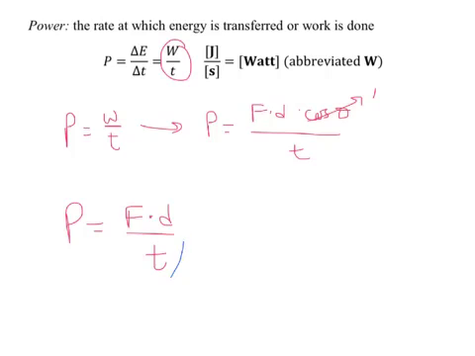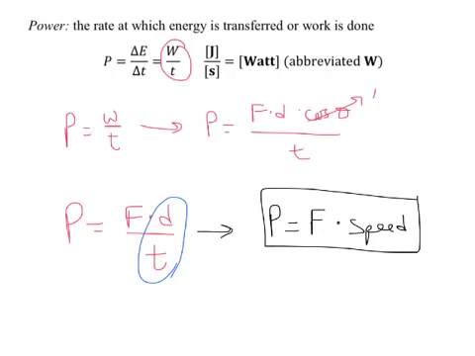But if you think about it, distance over time is really speed. So this really, in the end, is power equals force times speed. So this is our third equation, power equals force times speed, which can be used, again, if we have the force and speed. Or we could use one of these equations, this one here, or this one here. So we have three choices to use equations for power.